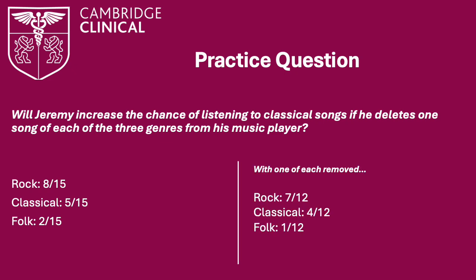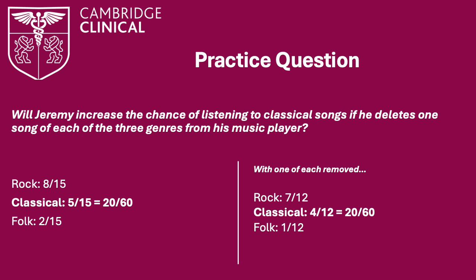Now, when we remove one of each, we're removing 3 songs in total. So the total number of possible outcomes reduces to 12. For rock, 8 becomes 7. For classical, 5 becomes 4. And for folk, 2 becomes 1. So what we now need to do is compare the probabilities before and after removing the songs for classical, as that is what we're asked.